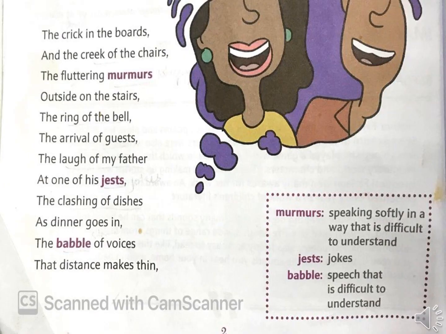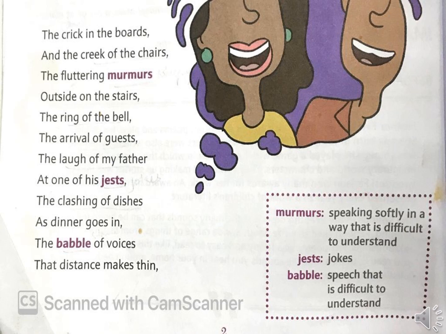The creak in the boards and the creak of the chairs. What is creak in the boards, children? Creak in the boards is nothing but the sound made when someone writes with a chalk on the board. And the creak of the chairs is nothing but the sound made when the chairs are moved. We can hear these sounds in the evening. The fluttering murmurs outside on the stairs. We can hear the murmurs outside on the stairs. What is the meaning of the word murmurs? Murmurs means speaking softly in a way that is difficult to understand.